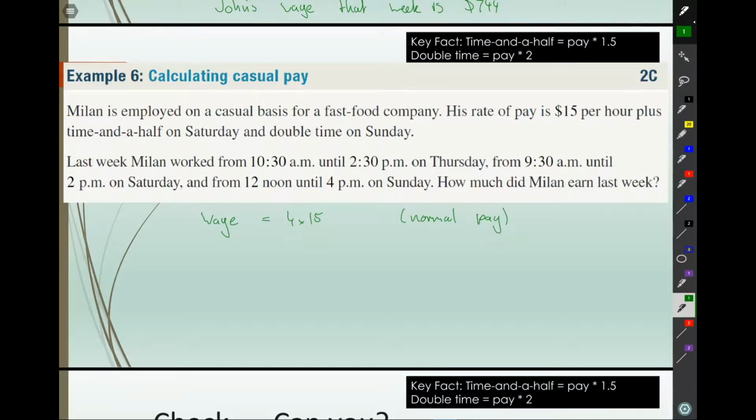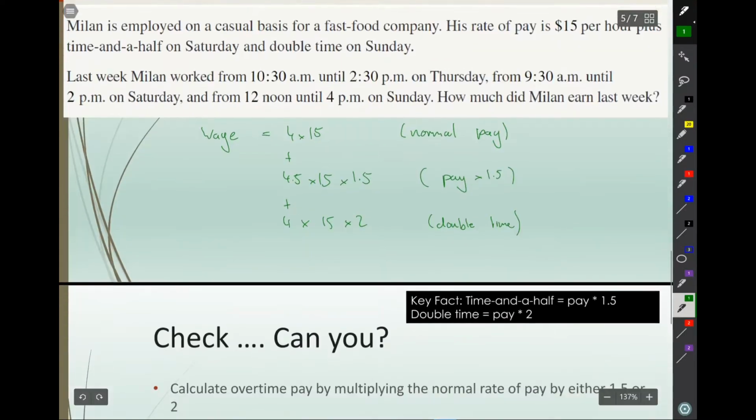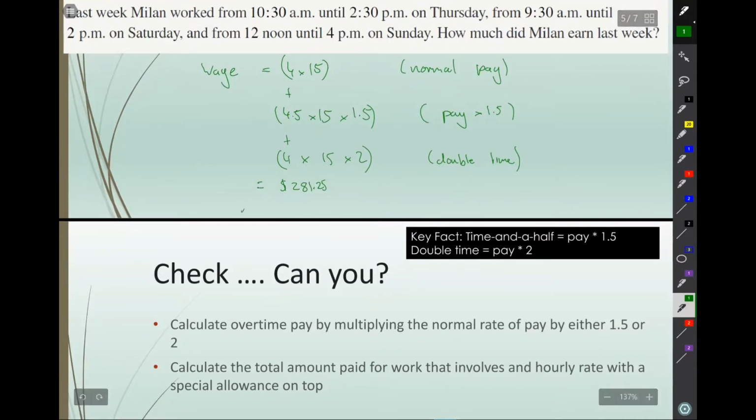Now, on Saturday, he works 4.5 hours. So he gets his time and a half. I'm not going to write out time and a half. I'm just going to write it like that. And then on Sunday, he works another 4 hours. So again, we just pop it in our calculator. And his total pay for this week comes to $281.25. And don't forget to make it clear you know what you are answering.